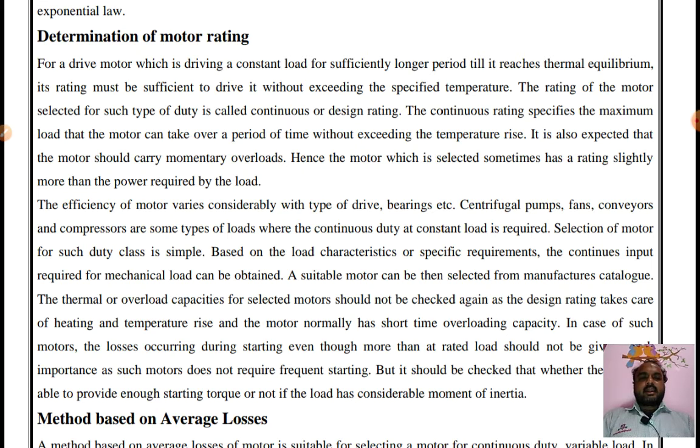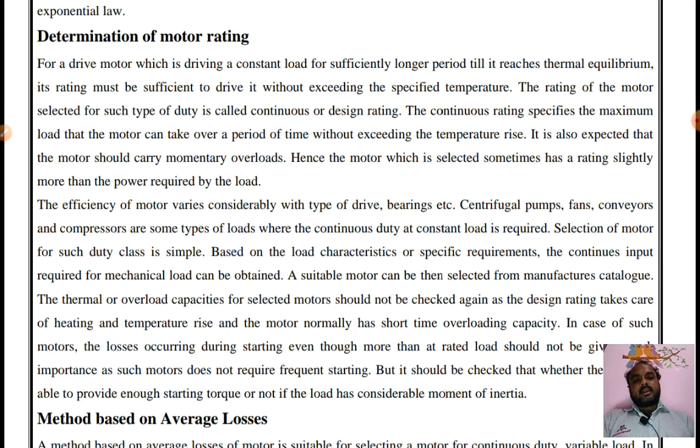Here, the rating of a motor selected for such type of duty is called the continuous or design rating. The continuous rating specifies the maximum load that the motor can take over a period of time without exceeding the temperature rise. It is also expected that the motor should carry momentary overloads. Hence, the motor which is selected sometimes has a rating slightly more than the power required by the load.